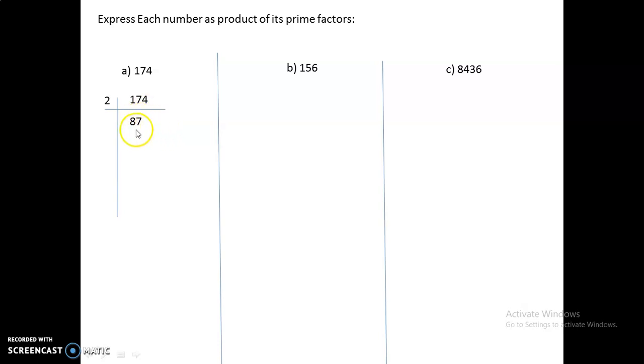Again this 87 cannot be divided by 2, so I will check it with 3. The sum of the digits is 8 plus 7, that is 15. So 15 is divisible by 3, so 87 will also be divisible by 3. I am dividing this 87 by 3, and I will get a value of 29. This 29 cannot be divisible by 3, since 9 plus 2 is 11, and 11 is not divisible by 3. This 29 cannot be divisible by any other number. So the product of prime factors of 174 is 2 into 3 into 29.